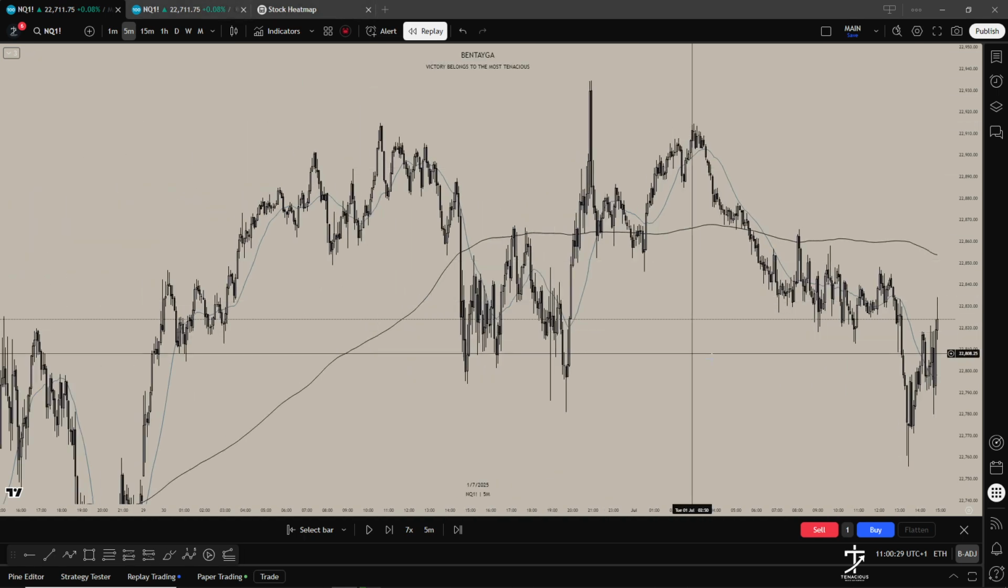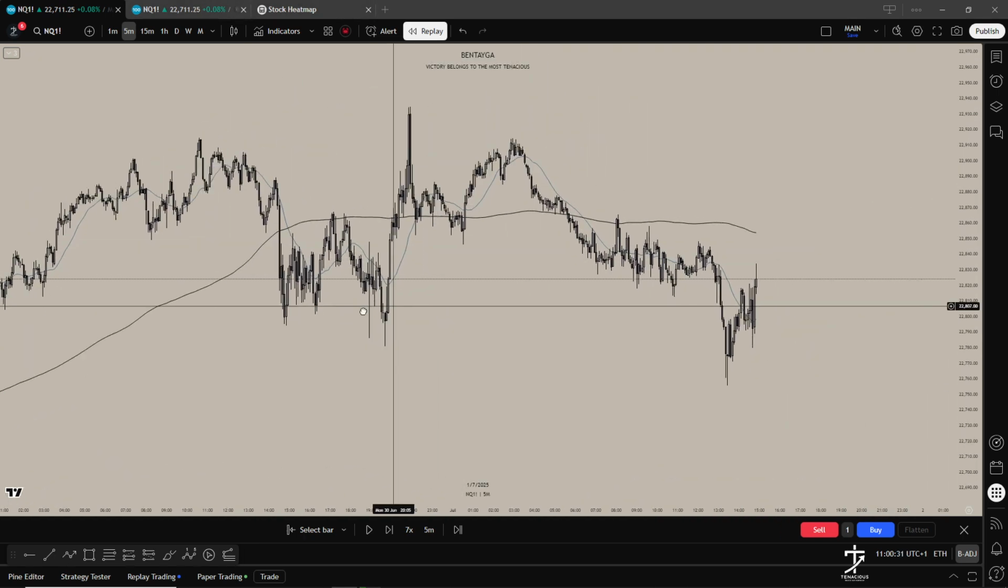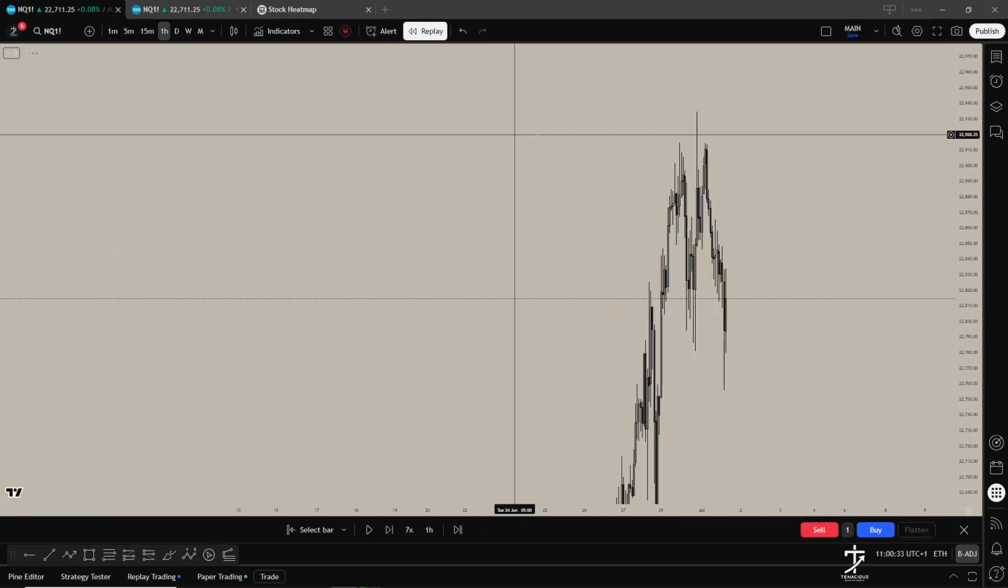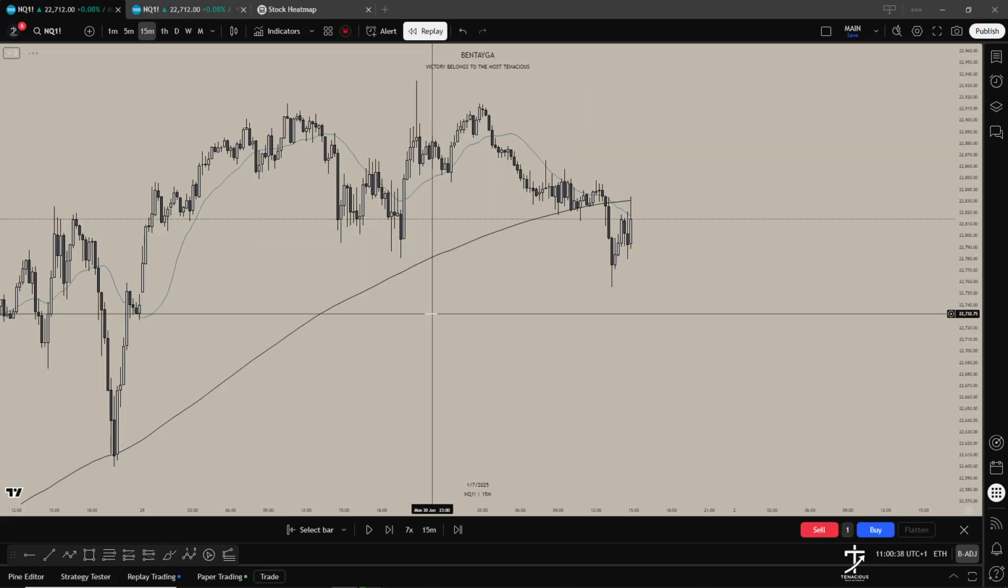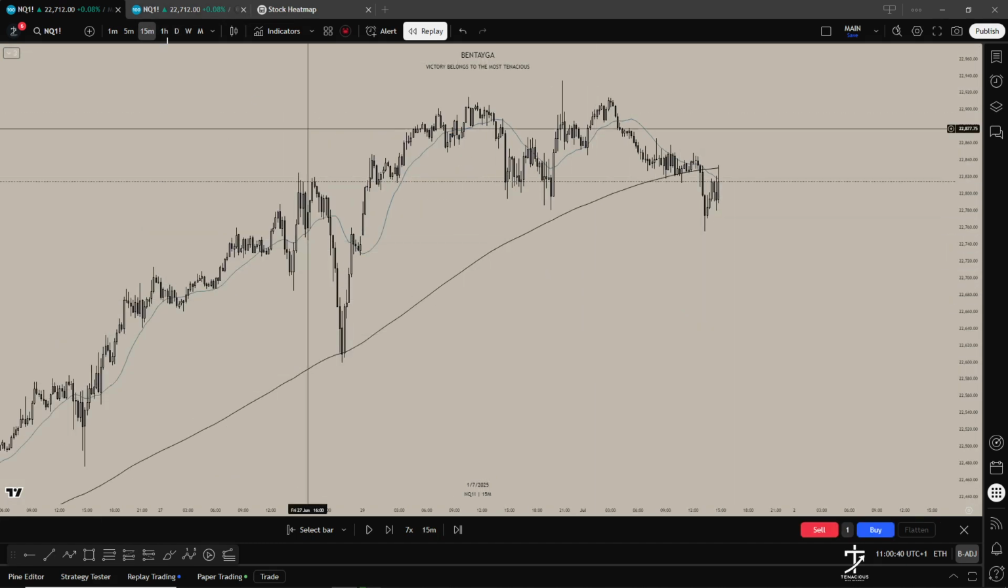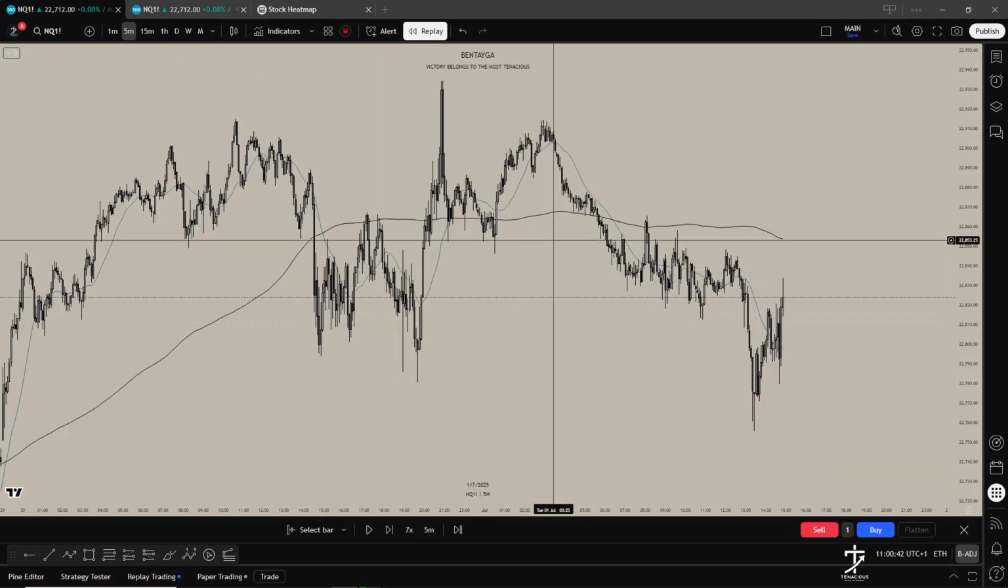Okay, perfect. So, yesterday, when I hopped in the charts, this is what I saw on my 1 hour chart. This is what I saw on my 15-minute chart. This is what I saw on my 5 minute chart.